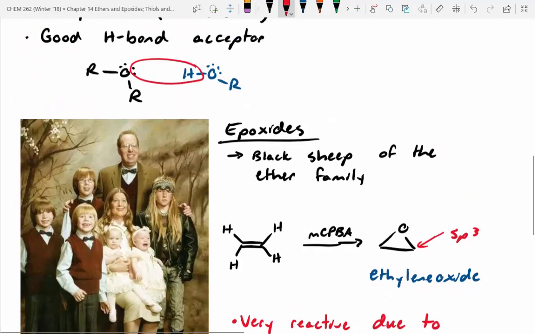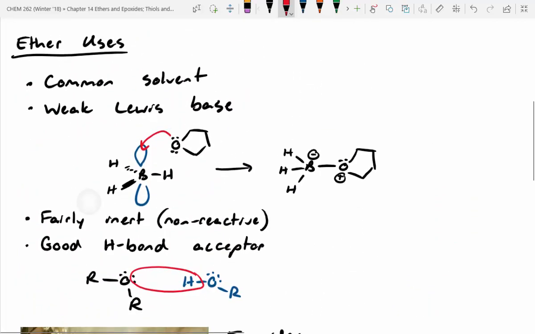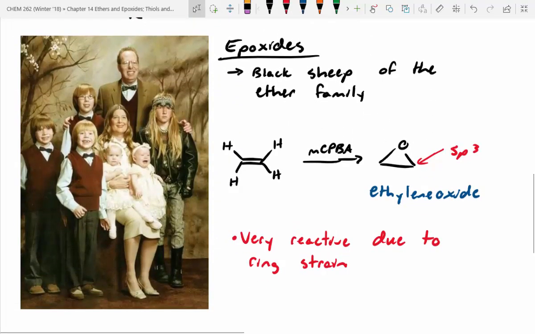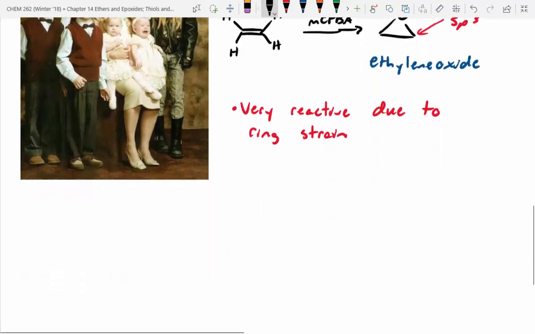If we look up here, I said ethers are fairly inert or non-reactive. This is clearly the exception to that rule, right? They are not happy because we're pushing them into this ring system way outside of their VSEPR angles. All right, so this is one type of cyclic ether. I did want to show you a few others. However, they're a lot less common.